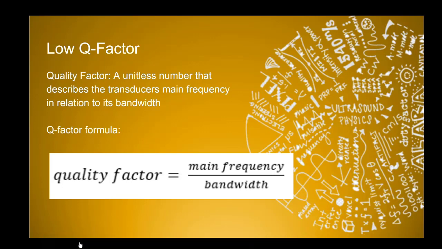The third consequence of having backing material then is low Q factor. So the Q factor refers to quality factor. And quality factor is a unitless number that describes the transducer's main frequency and how it relates to the bandwidth. So the Q factor formula then is the main frequency of the transducer divided by the bandwidth.